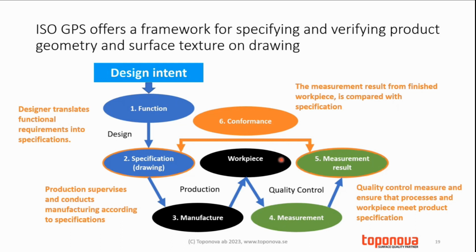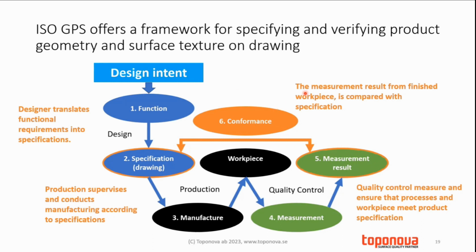ISO-GPS offers a framework for specifying and verifying product geometry and surface texture on the drawing. From design intent, the designer translates functional requirements into specifications. Production supervises and conducts manufacturing according to the specification. And when we have the workpiece, quality control measure and ensure that processes and workpiece meet product specification.